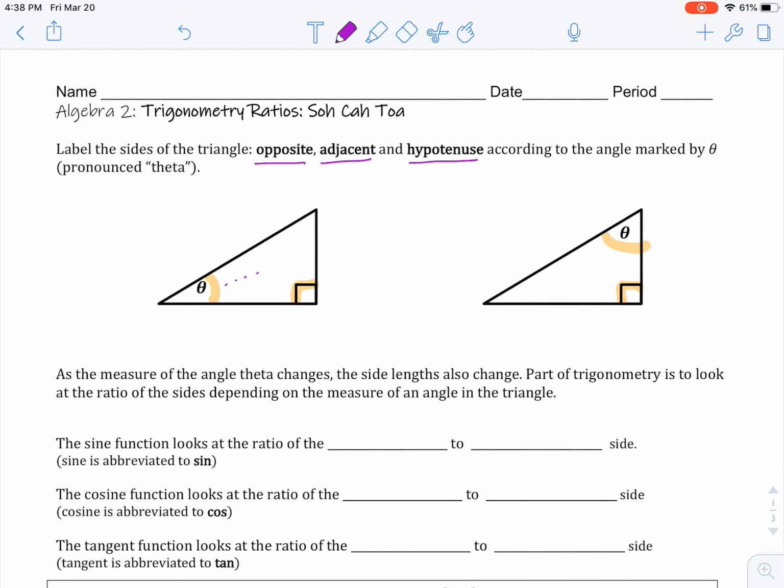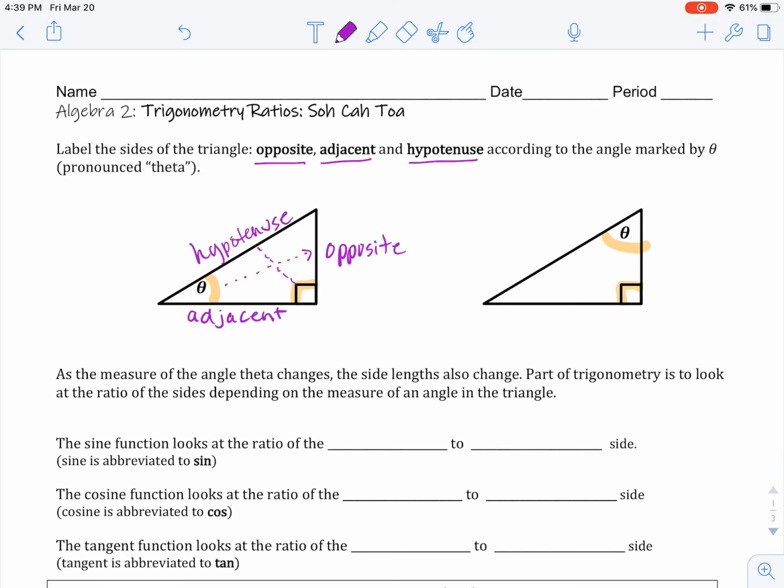Opposite is always across from the theta, and the adjacent is the side next to it. Now there are two sides actually next to the theta, but one of them is the hypotenuse. The hypotenuse is always across from the right angle. It's always the longest side of the triangle.